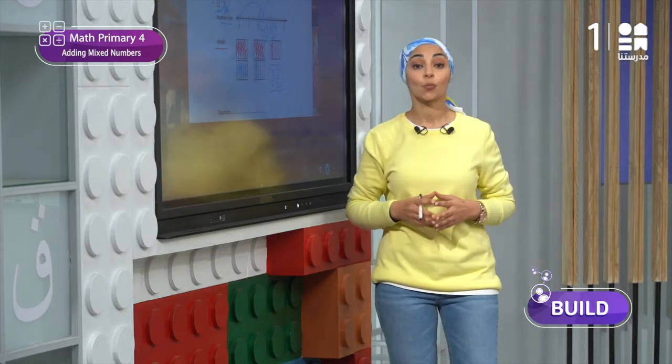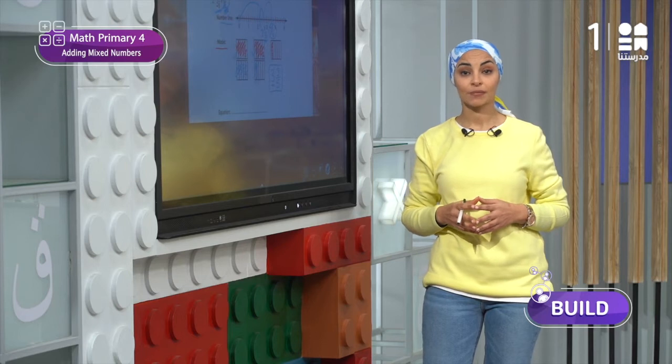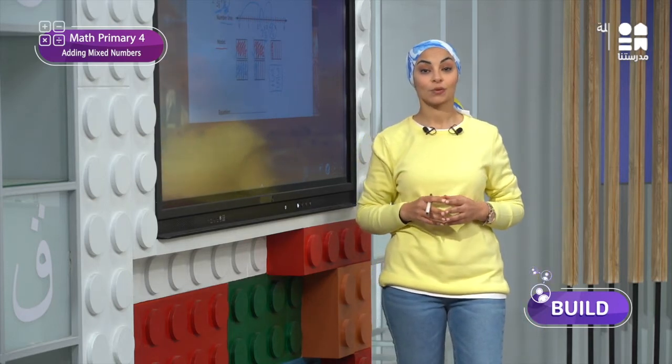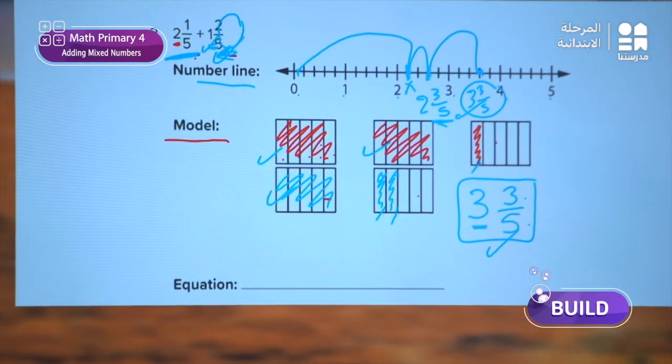Another method is to break down the 2 wholes into 5 fifths, right? And then count by fifths. We will get the same answer, which is 3 and 3 over 5. This is the same answer we got by using the models.